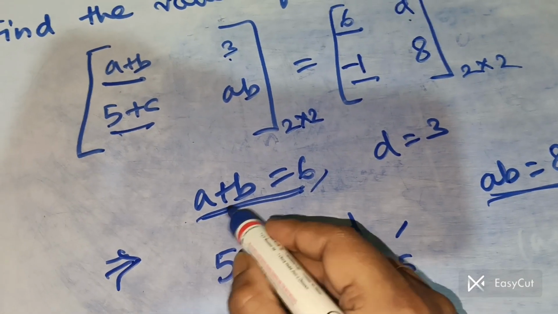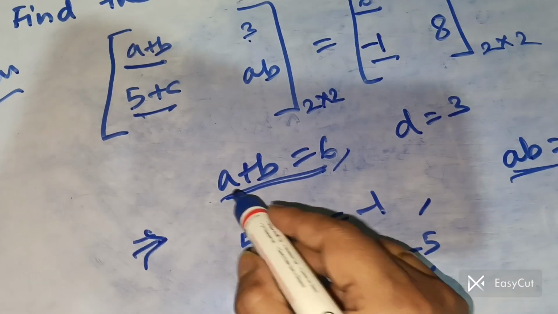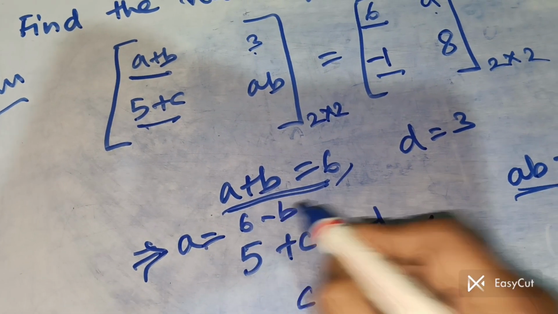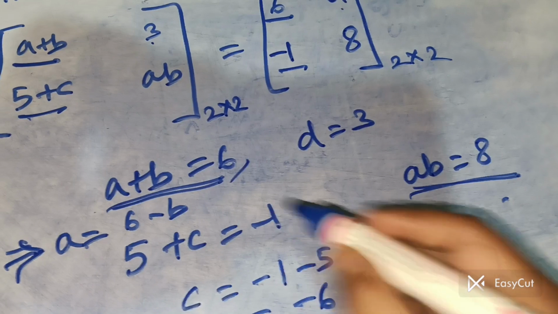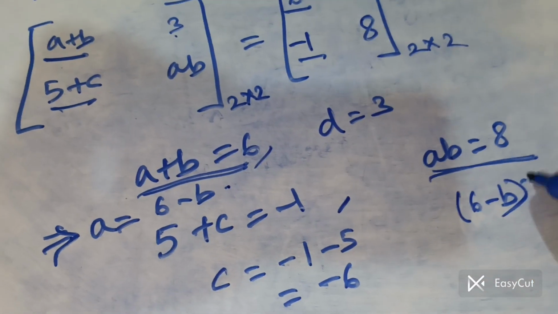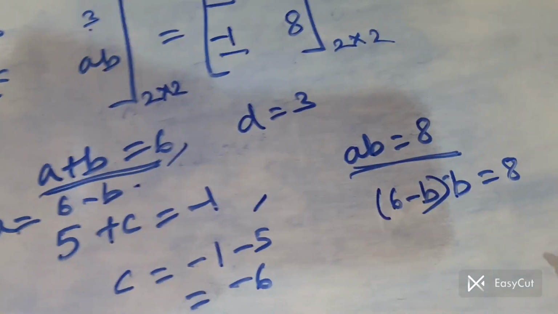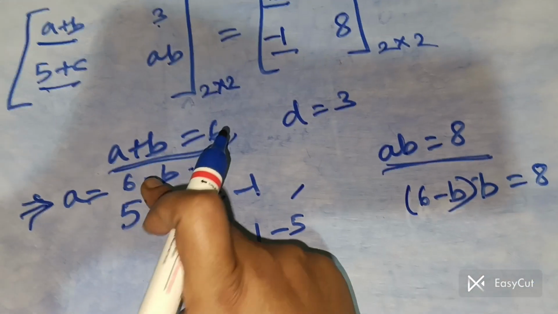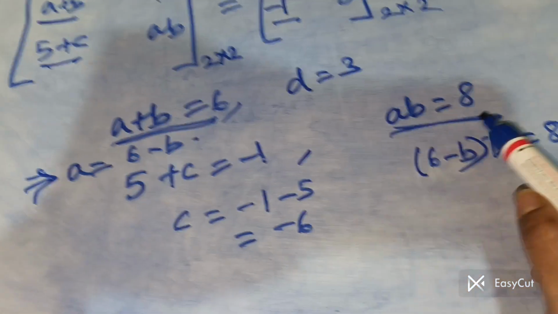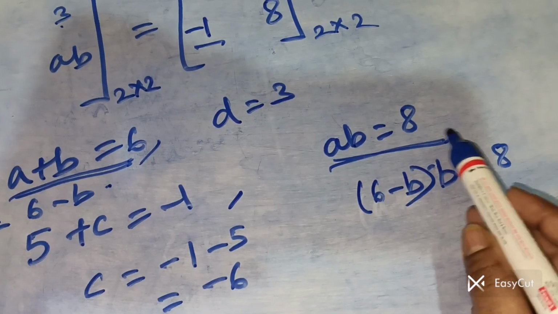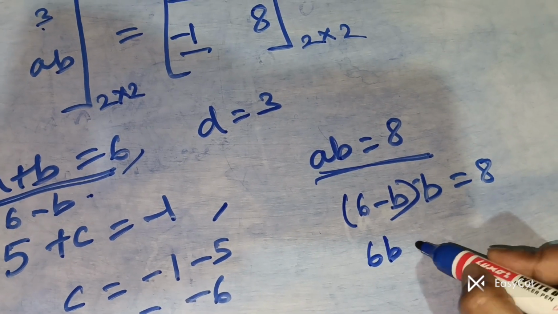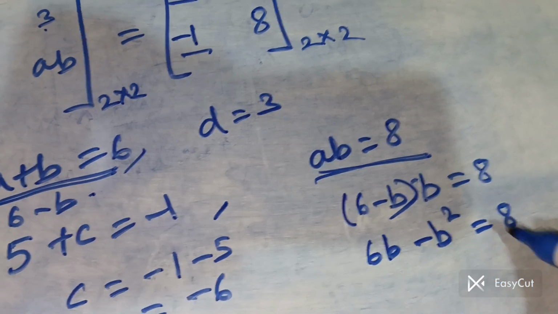Suppose we say that A will be equal to 6 minus B. So we will put this value of A here: 6 minus B into B equals 8. From here, A equals 6 minus B, we are putting this value in AB equals 8. So 6 minus B into B equals 8. That means 6B minus B square will be equal to 8.